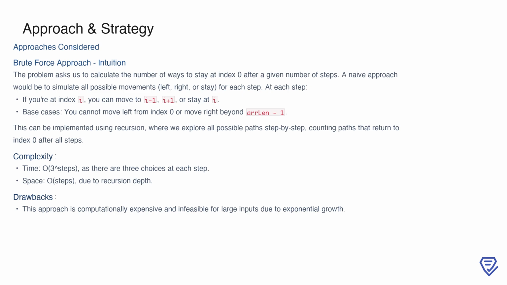Using recursion, we can explore all possible paths step by step, and in the end, count the paths that lead back to index 0 after all the steps are taken. While this approach is conceptually simple, it has significant drawbacks. The time complexity grows exponentially, as there are 3 choices per step, leading to 3 to the power of steps time.